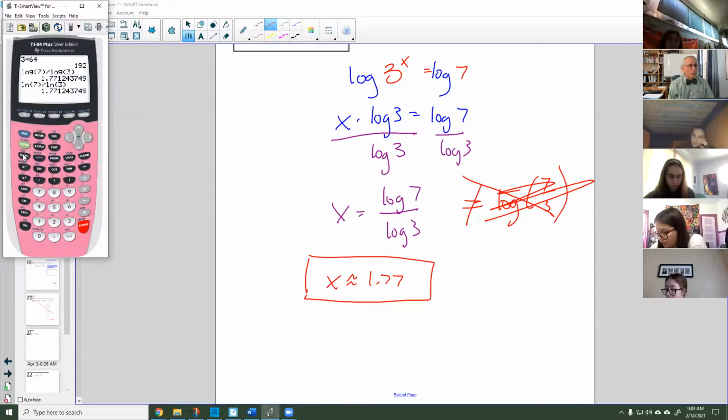Or I can go math, alpha, math, log base 2 of 7 divided by log base 2 of 3. Same number. So it doesn't really matter. It's just one logarithm divided by another logarithm. And this is my approximate answer.